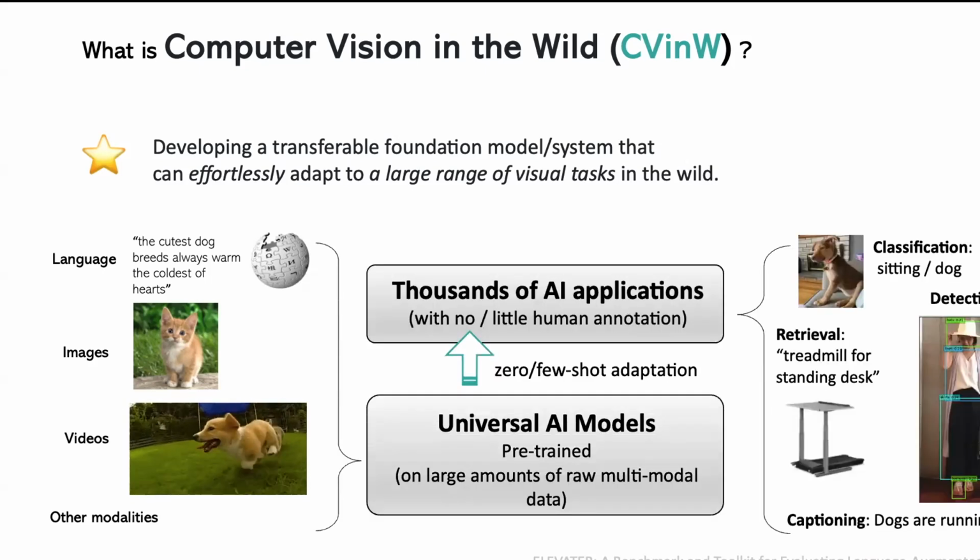And now the pipeline has quickly converged. It follows this pre-training and then fine-tuning or adaptation procedure. It means that we train the large model on large amounts of raw multimodal data. And once the model is trained, we hope the model can complete thousands of tasks in the wild.